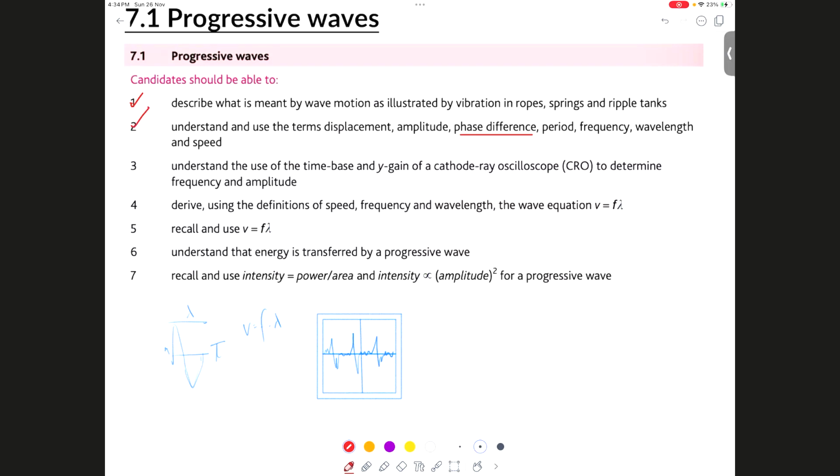Understand the use of time base and Y gain of a CRO to determine frequency and amplitude. Y gain is basically which one? Voltage. Okay. Derive using definitions, speed, frequency, and wavelength of this. This was in all levels, but I have done this in previous batches as well. Hit and miss. Many remember, not everyone remembers, often it turns out not everyone does. I'm saying it now.